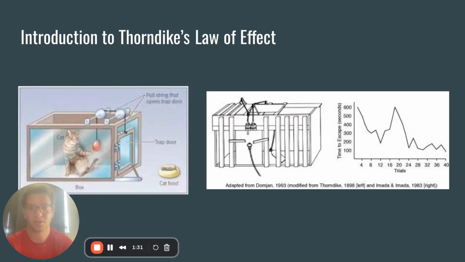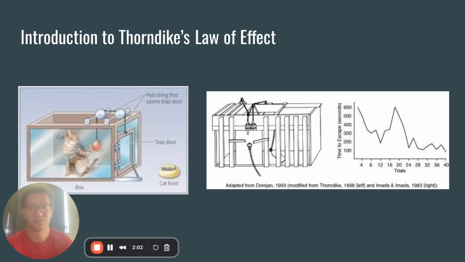This is an experiment that he had set up that looks like this. He would have the trapdoor closed, and if the cat pulled the string or pressed a lever, it would open, and the cat would have the food to get. And as you can see, there's a graph on the right that shows the repeated trial and error that he's done. The more repeated times the cat achieved this, the faster they were able to escape and get the food that they wanted to get.